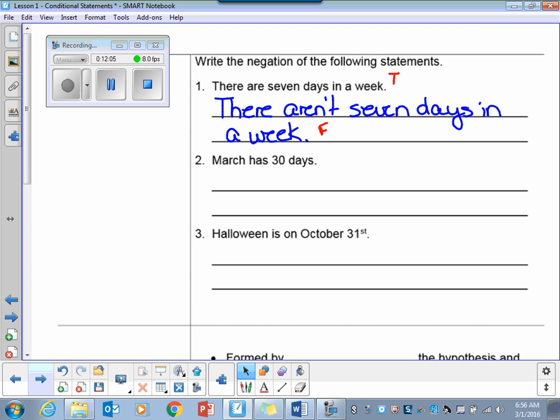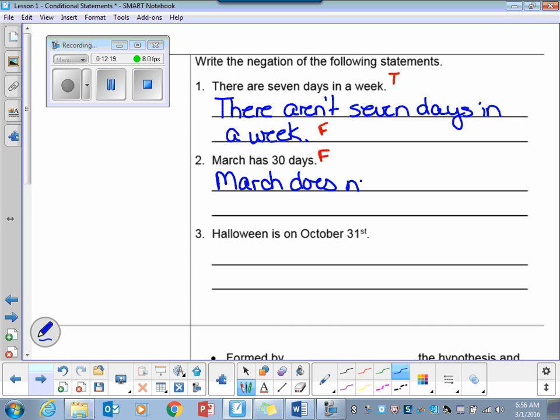Okay. March has 30 days. That happens to be false. March does not have 30 days would be my negation. It has 31, by the way. That turned a false statement into a true one. Again, as you're doing this, watch your grammar, watch your English.